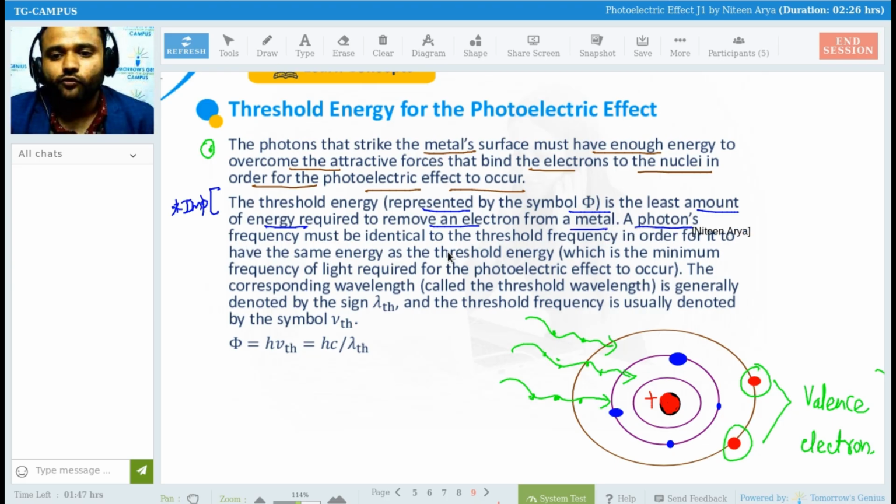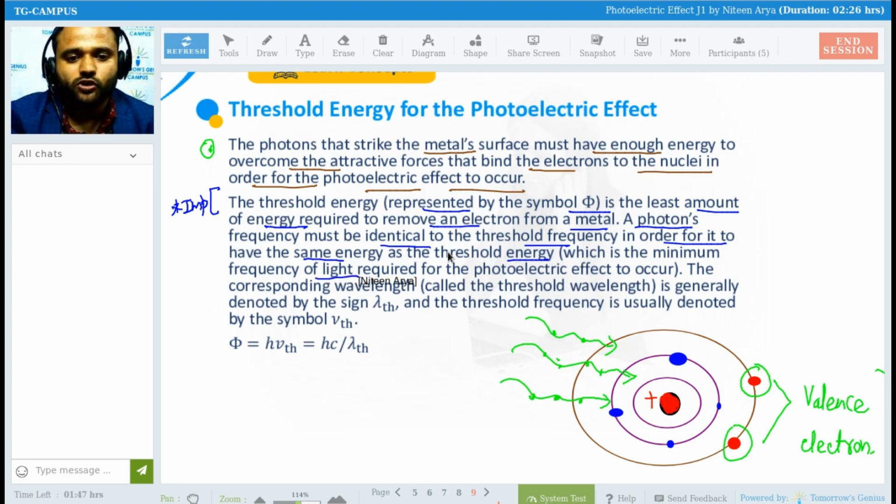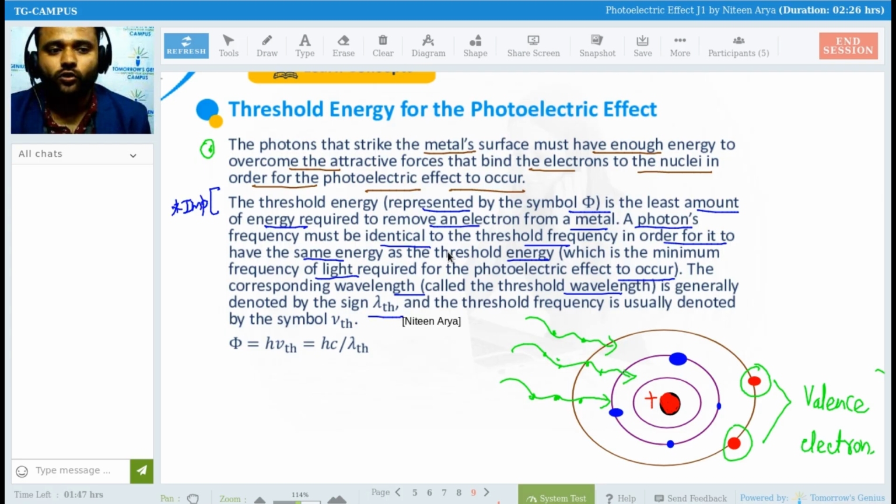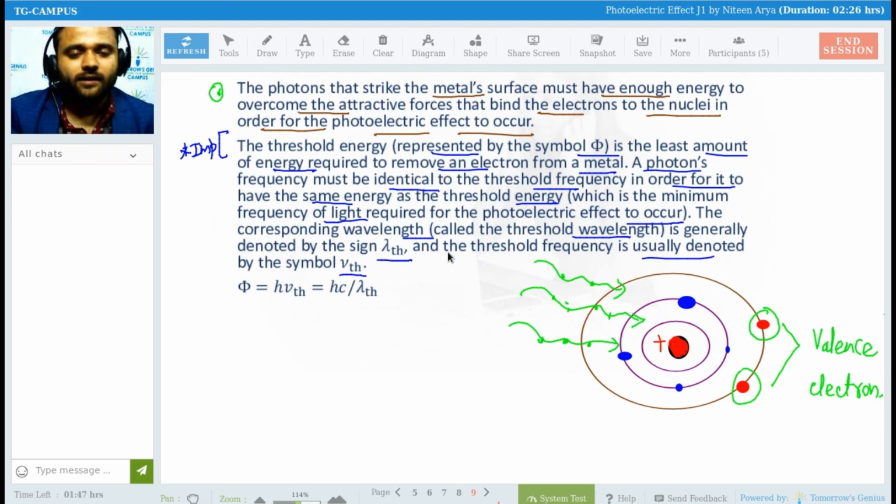From a metal, a photon's frequency must be identical to the threshold frequency in order for it to have the same energy as the threshold energy, which is the minimum frequency of light required for the photoelectric effect to occur. The corresponding wavelength, called the threshold wavelength, is generally denoted by the symbol lambda th, and the threshold frequency is usually denoted by the symbol nu th. Okay, that is in general what is going on.